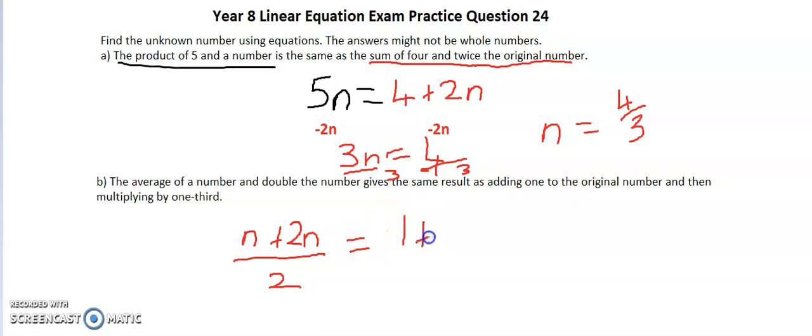to the original number and then multiplying it by 1/3. So then timesing by 1/3.